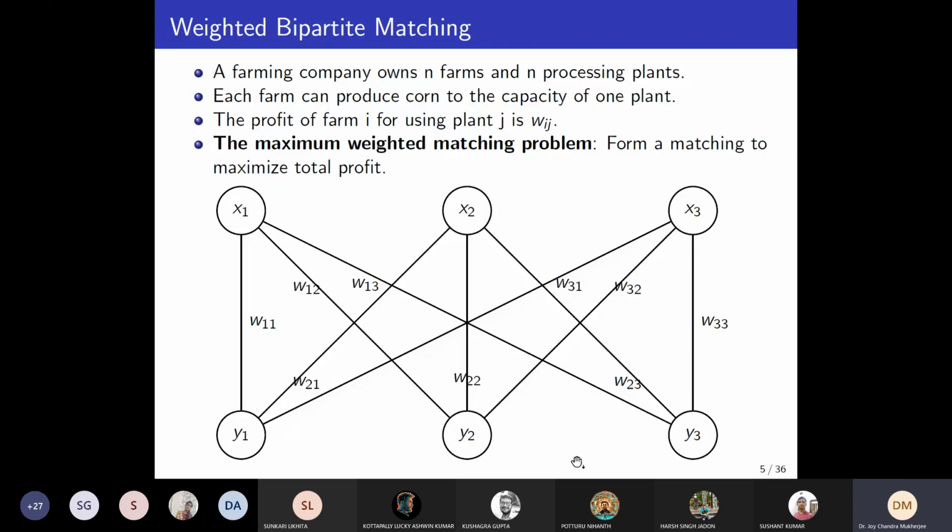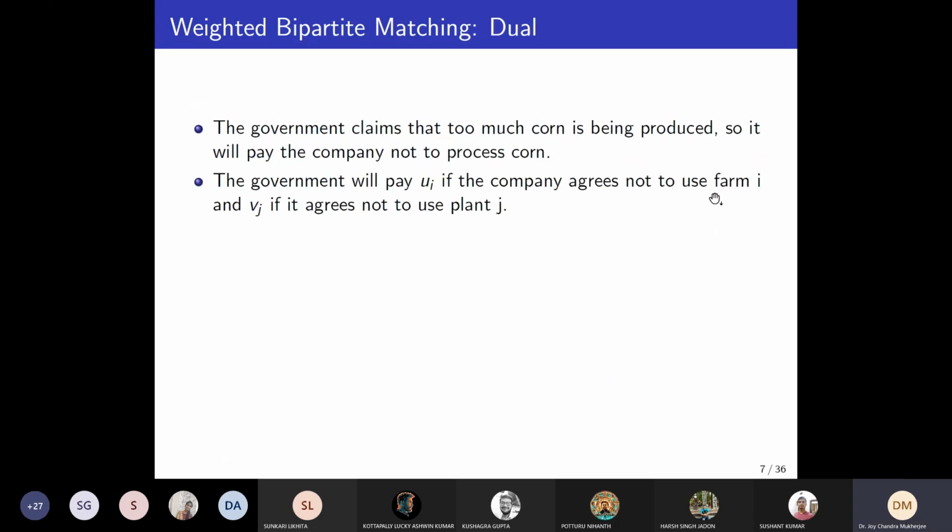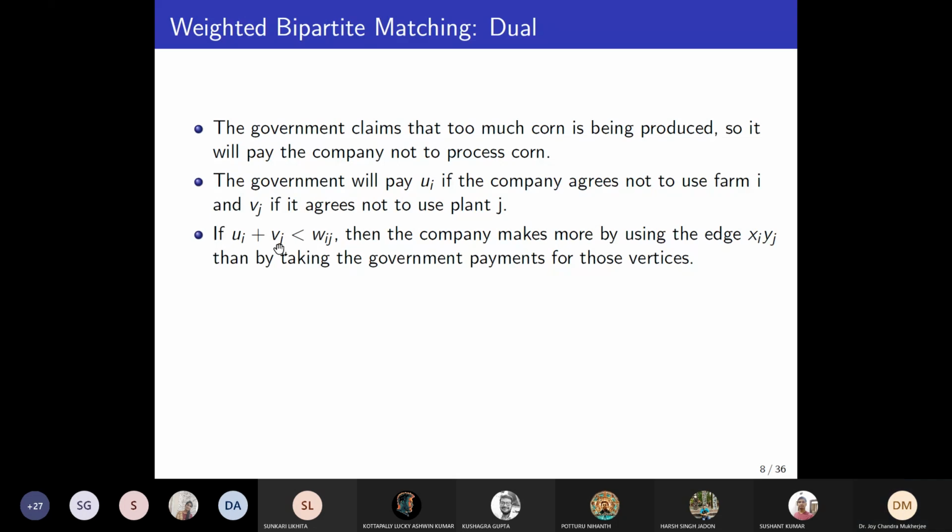Now what the government does is, the government will pay Ui if the company agrees not to use farm Xi. Also the government will pay Vj if the company agrees not to use plant Yj. Now if Ui plus Vj, which the company receives, is less than or equal to Wij, then the company makes more by using Xi and Yj than by taking the government offer.